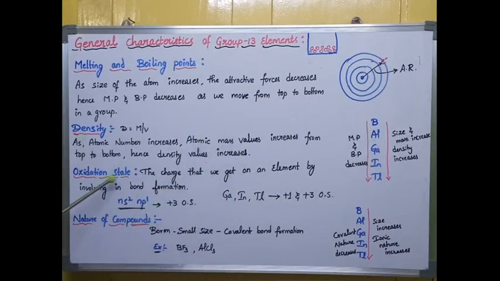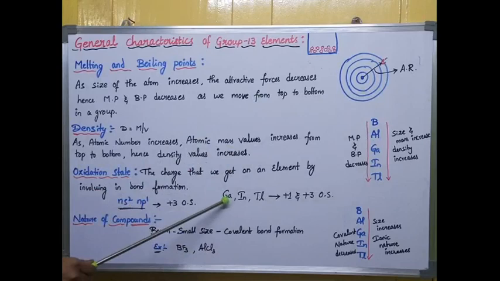Now, oxidation state. What do we mean by the oxidation state? It is the charge present on an element by involving it in bond formation. Every element loses electrons, gains electrons or shares electrons in order to get the noble gas configuration. Here also these elements lose their valence electrons. You can see ns2 np1 is the valency of these elements. They lose 3 electrons and get +3. Whenever an element loses electrons, it gets a positive charge. Whenever it gains electrons, it gets a negative charge. So losing 3 electrons means it gets the +3 oxidation state, and all elements exhibit the +3 oxidation state.